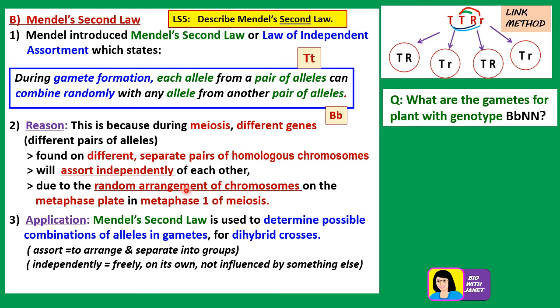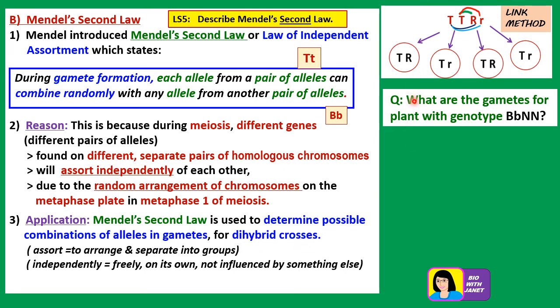Due to the random arrangement of chromosomes on the metaphase plate in metaphase 1 of meiosis, the random arrangement of homologous chromosomes, they arrange themselves in different ways. That means the homologous chromosomes are arranged independently of each other. So there are a few possibilities that can happen in the combination of the different homologous chromosomes. Now, application. Mendel's second law is used to determine possible combinations of alleles in gametes for dihybrid crosses, as we have done here.